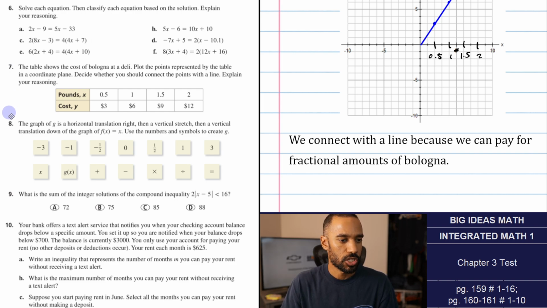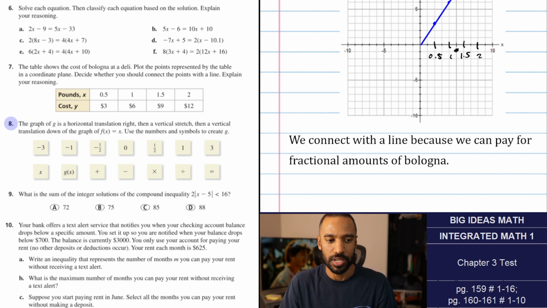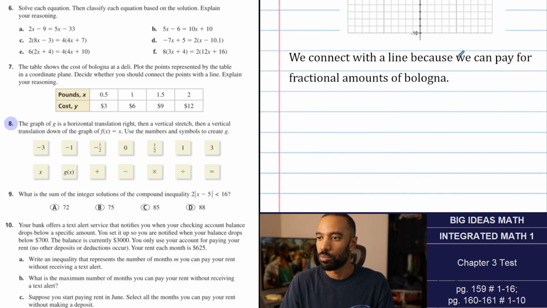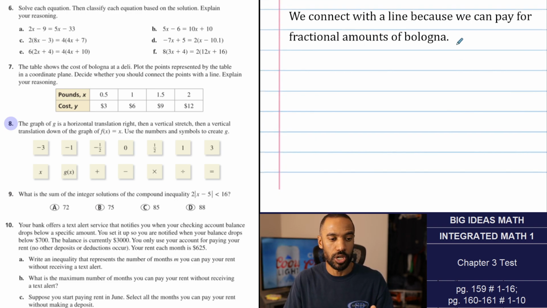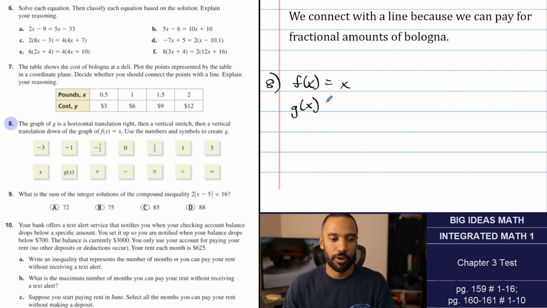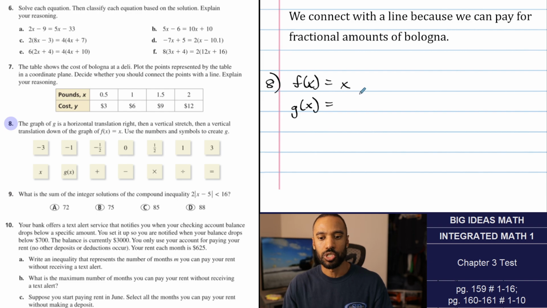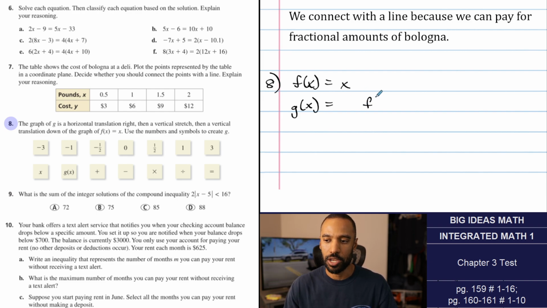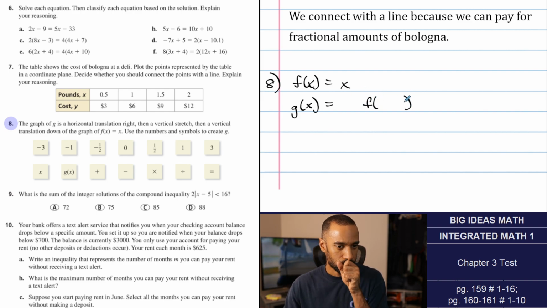The graph of G is a horizontal translation right, then a vertical stretch, then a vertical translation down of the graph of f of x equals x. Use the numbers and symbols to create G. Oh my goodness. We can choose our own G here, but we have to use these numbers somewhere. Here's f of x equals x. G of x is some version of f of x, okay?